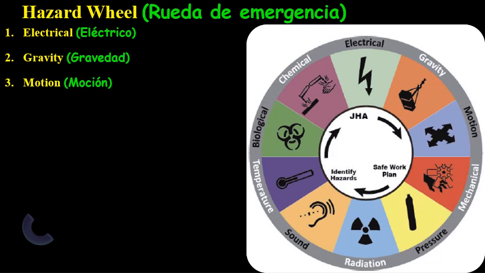Motion or kinetic energy is the energy possessed by moving objects. Moving machinery or parts can cause injuries if they are unexpectedly activated. They can also include moving vehicles and equipment.